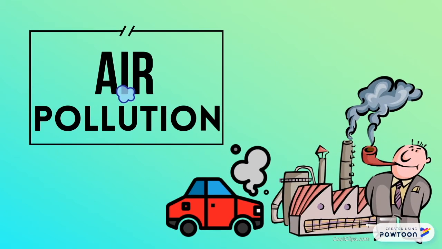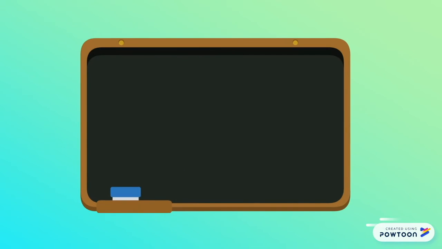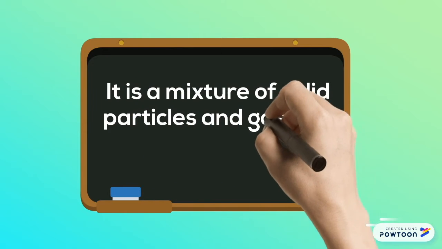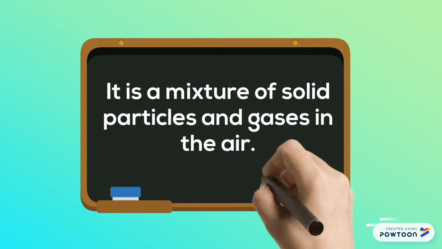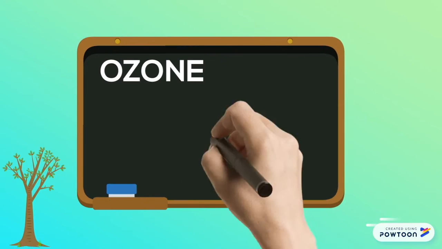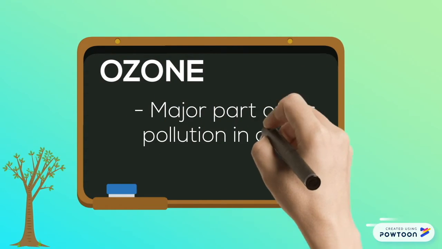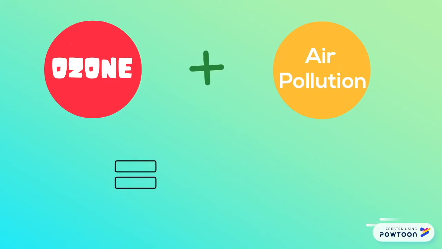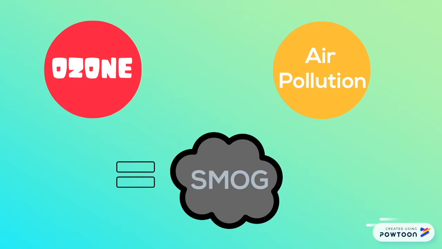Now, let's talk about what air pollution is. Air pollution is a mixture of solid particles and gases in the air. Ozone, a gas, is a major part of air pollution in cities. When ozone forms air pollution, it is called smog.